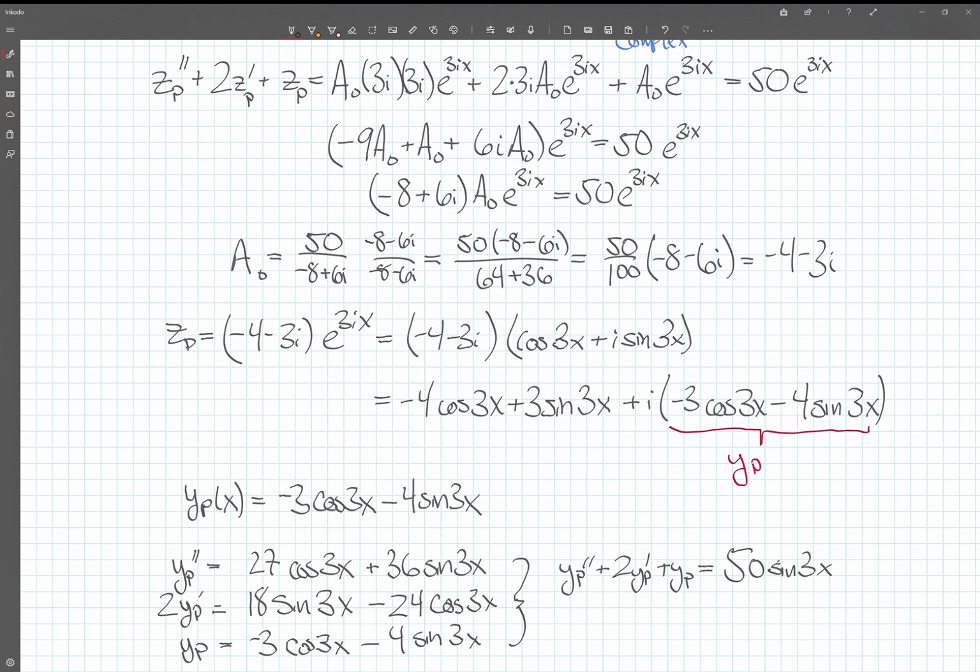How do you find the general solution to this equation? You solve the associated homogeneous problem, which we know how to do, and add a linear combination of those elements to this particular solution, minus 3 cosine 3x minus 4 sine 3x.